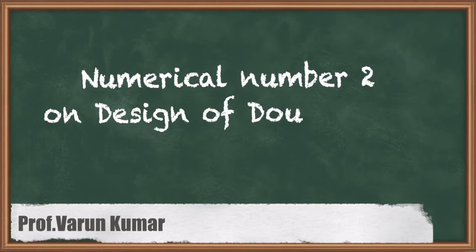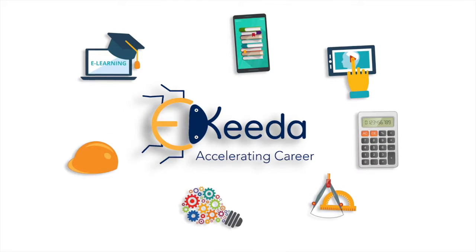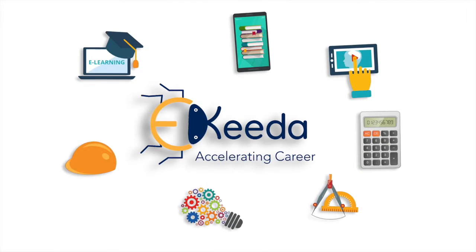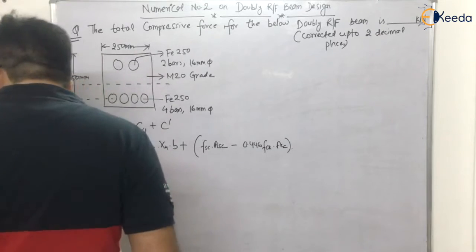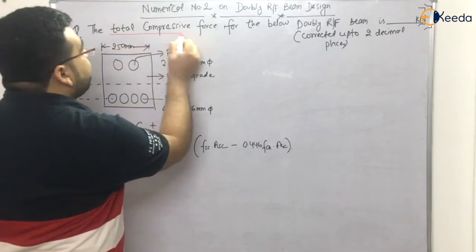So students, in this lecture I will be solving numerical number 2 on doubly reinforced beam design. So what does the numerical say? The numerical says that the total compressive force.